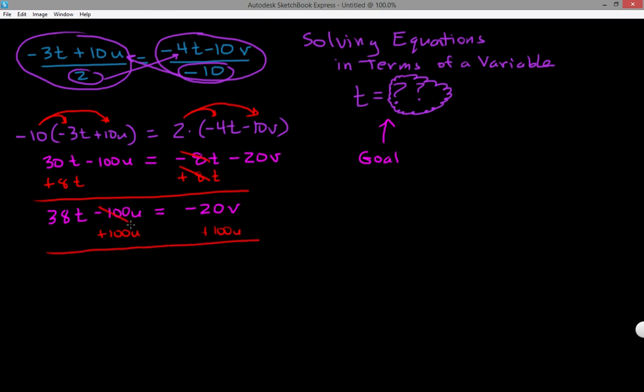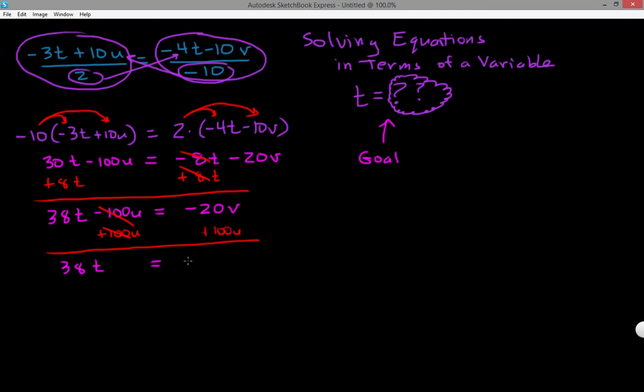And of course these cancel. And now I'm going to rewrite my problem. I have 38t on the left equals, now I have this stuff on the right. I got negative 20v and positive 100u. Those are not like terms. I can't combine them. So I'm just wondering which one I should write first.